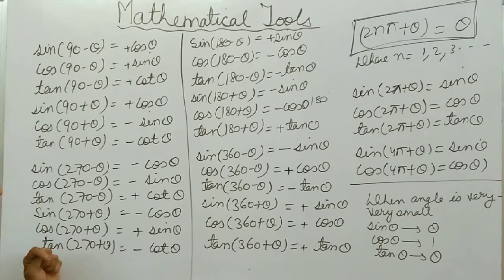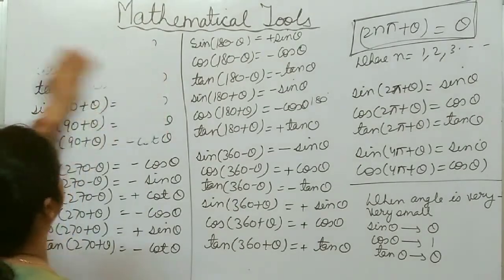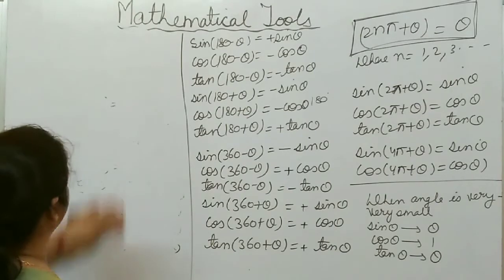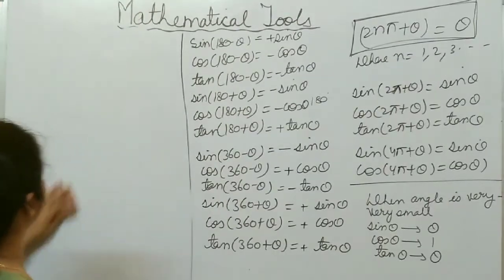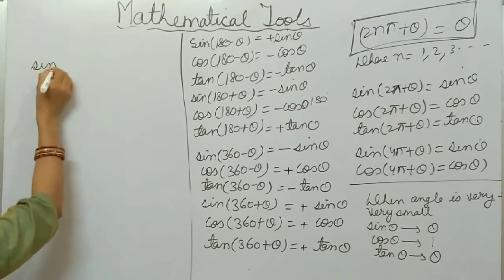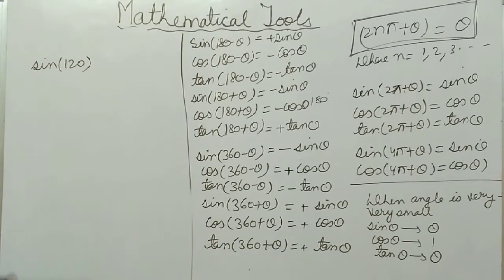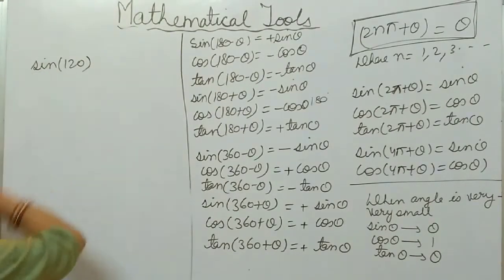Okay, I'm going to solve one example. It will be more clear with the help of that example. Suppose you have to find the value of sine 120 degrees. If the angle is up to 90 degrees, you remember the values. But for 120 degrees, how do you find the value? In that case, these formulas are used.